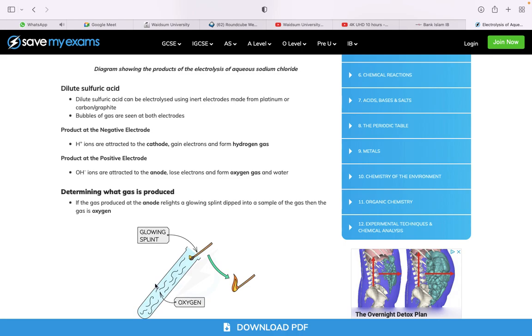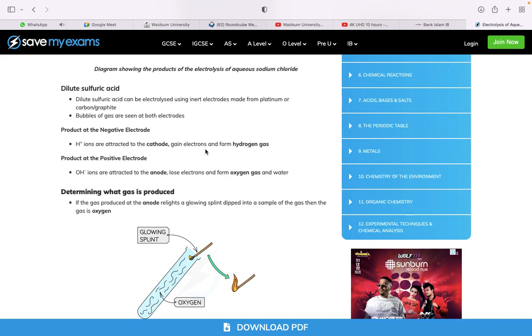Now let's take a look at what happens at the cathode, the negative electrode. Hydrogen ions are attracted to the cathode. They gain electrons from there. When you get to the cathode, you gain electrons. The cathode has electrons coming from the battery. So they will gain electrons at the cathode. When an ion gains electrons, it becomes hydrogen gas at the cathode.